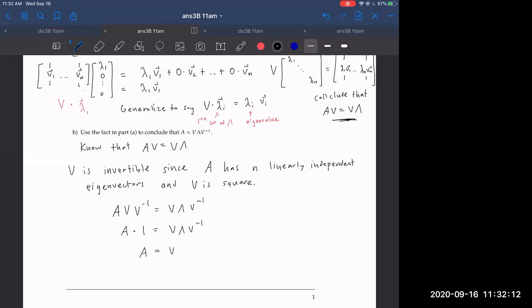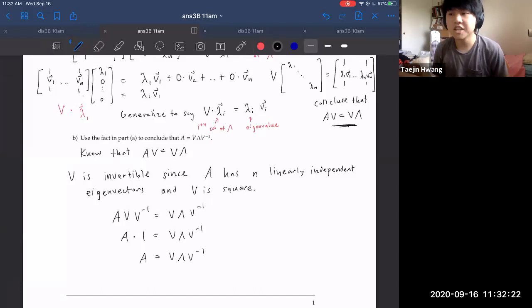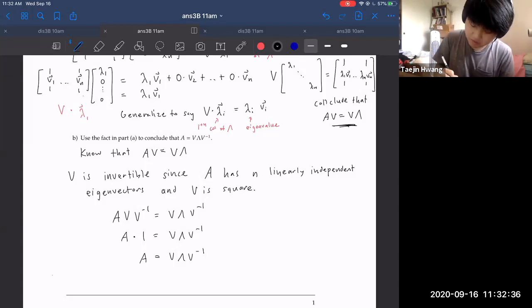Sorry, Tejan. So because A has n linearly independent eigenvectors, does that also mean it has n distinct eigenvalues? Is that what that means? Yeah. Or it doesn't, no, actually. So this is a really great point that I forgot to mention in this discussion. Just because a matrix A has n linearly independent eigenvectors, it doesn't mean it has distinct eigenvalues. So this is a note.